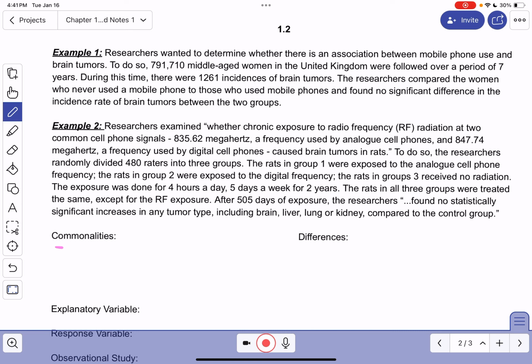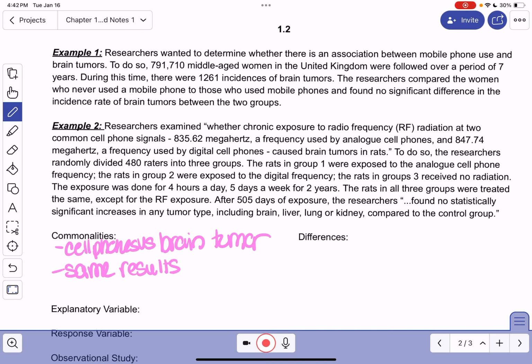So they're both looking at cell phones versus brain tumors. They both come out with the same results, that there's really no link to be found. Some differences. Example 2 uses rats, while example 1 uses humans. In the first one, they just observe people. The second one, they control which type, if any, exposure they had.